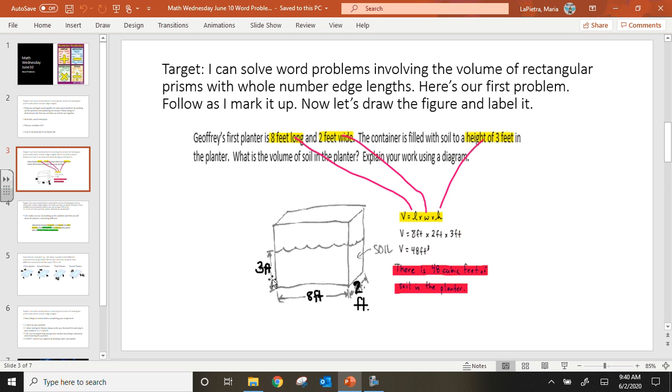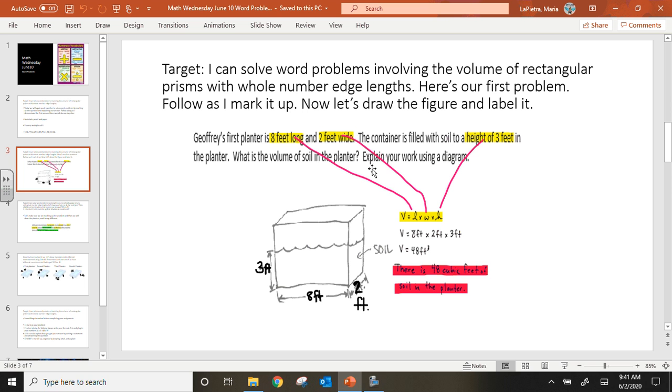They use many different words for pretty much the same idea, the same thing. So in this one, we would say 8 times 2 times 3. 8 times 2 is 16. 16 times 3 equals 48. And then we need to label, and our units are feet, and we will say feet cubed. 48 feet cubed.